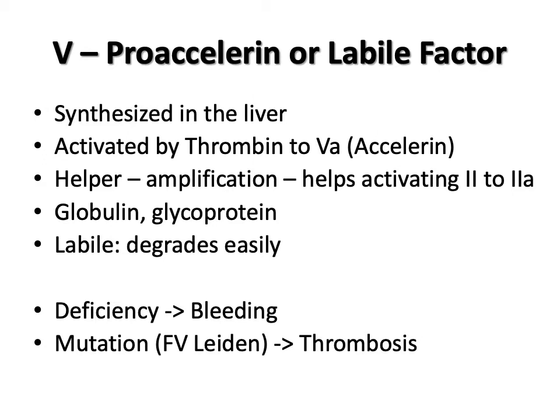The fifth clotting factor is factor V, proaccelerin, or labile factor. It is a globular glycoprotein synthesized in the liver. As the name implies, it is labile and degrades easily. Factor V is activated to accelerin by thrombin and serves to amplify the clotting process by activating more thrombin, which in turn activates more accelerin, and so on and so on. The deficiency of factor V is associated with increased bleeding.